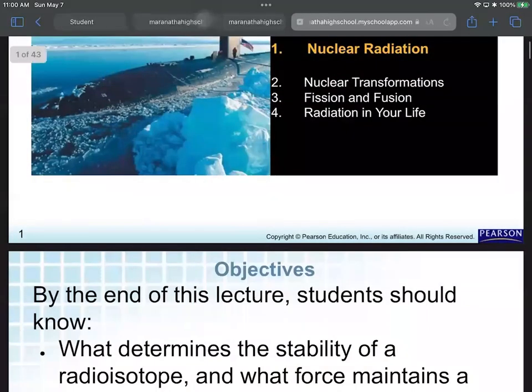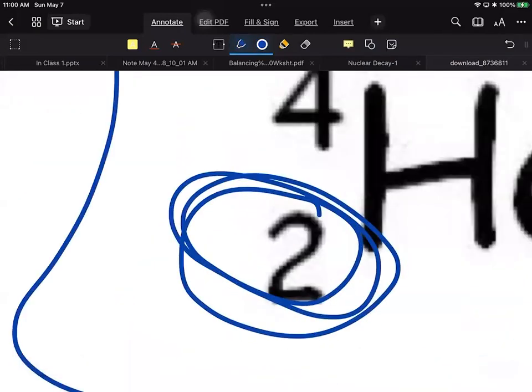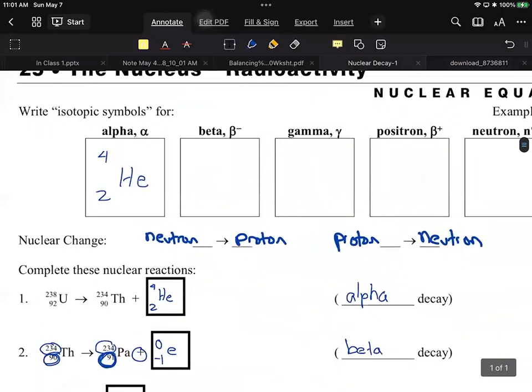We look at the periodic table. Oh, I don't actually have one here, but yeah. So the bottom number is to find the protons. The number on top is the mass number, which is essentially the number of protons plus neutrons. So the top number is protons plus neutrons, and the bottom number is just the protons.